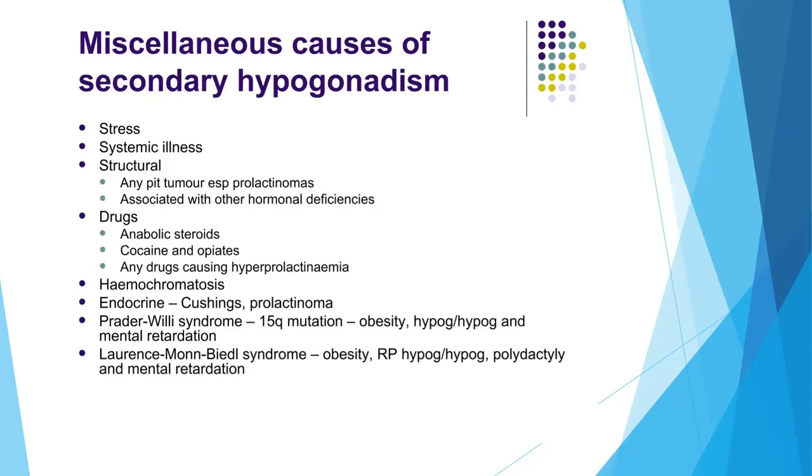There are some miscellaneous causes of secondary hypogonadism. It may be due to stress, systemic illness, structural defects like anterior pituitary tumor, drugs like anabolic steroids and cocaine, hemochromatosis, Cushing syndrome, or Prader-Willi syndrome, or you can say obesity, hypogonadism and mental retardation is generally present in these sort of patients.